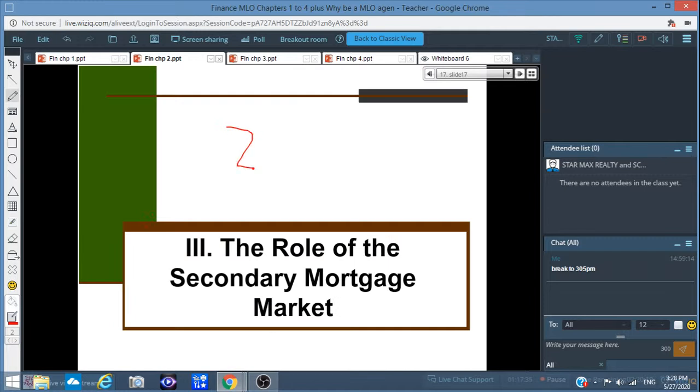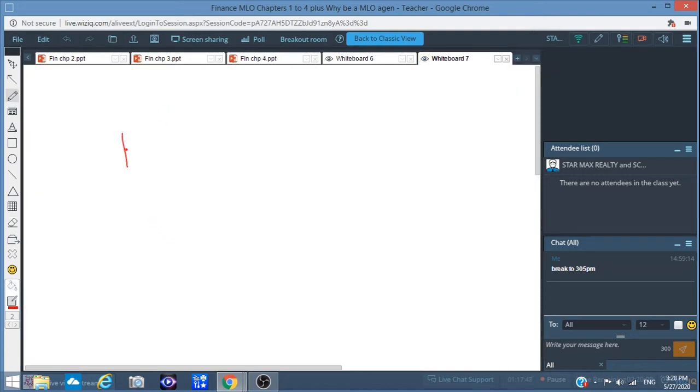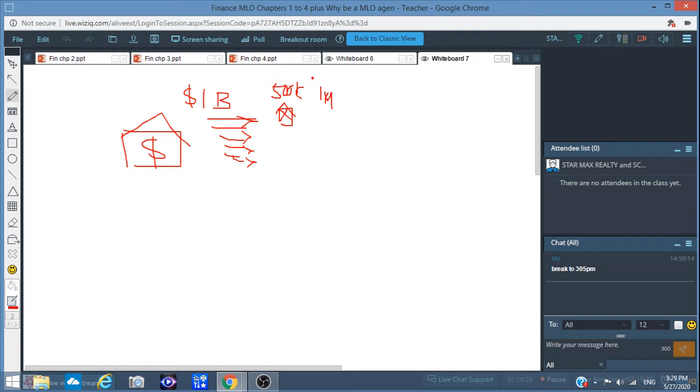OK, 我们看看那个 secondary market. Why is it needed? Let me give you one good example. Let's say a bank has $1 billion, and they do loans. 他们有10亿美金,他们借款出去, tons of houses. Let's say an average loan is 500,000. Two of them is 1 million, so 1,000 million is 2,000 homes.